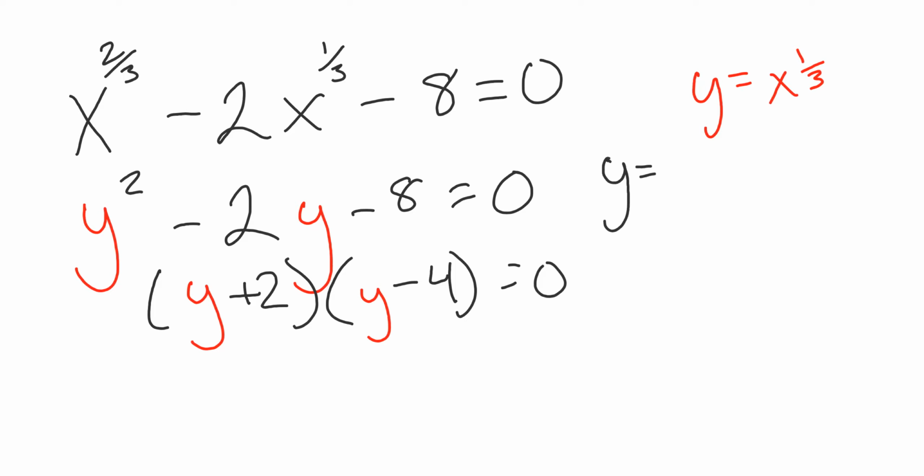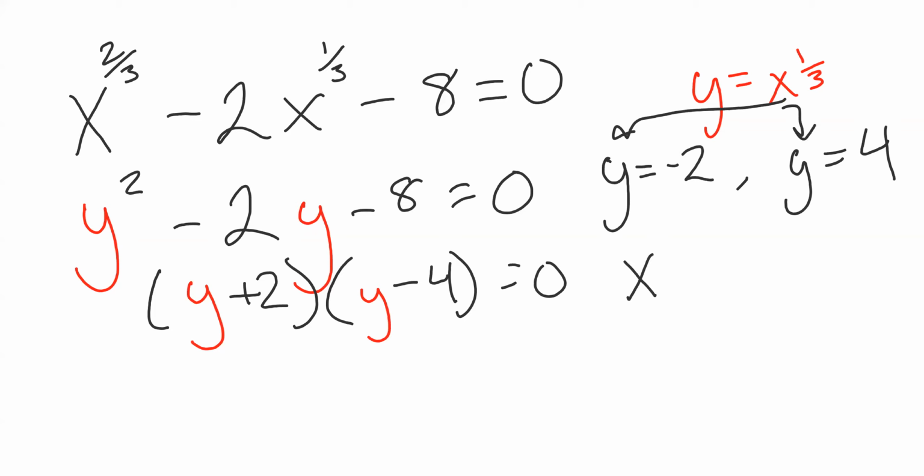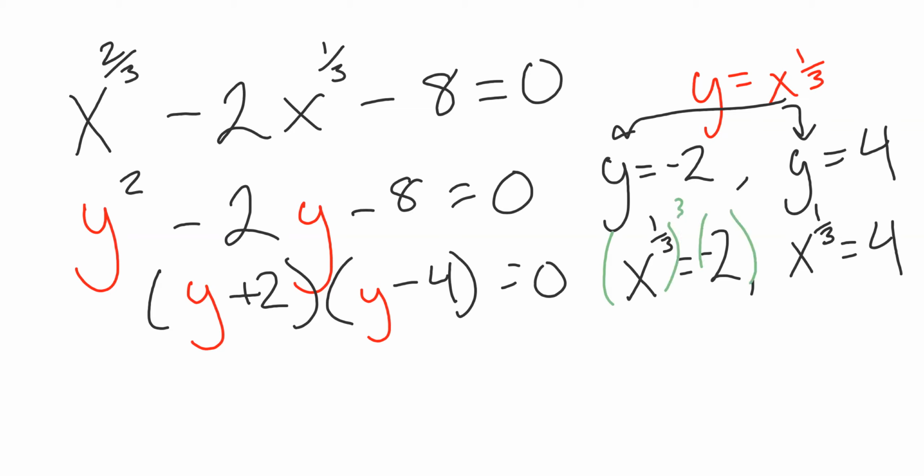So we've got y equals -2, and then we've got y equals +4. But remember, we want x, so we're going to substitute this x to the 1/3 in for y. So now we're going to say x to the 1/3 equals -2, or x to the 1/3 equals 4. And we want to get x by itself, so we're going to have to cube these guys.